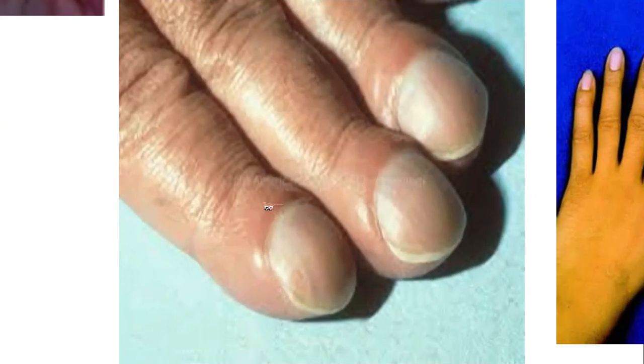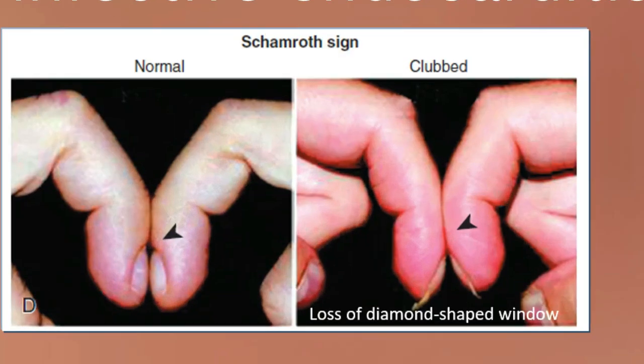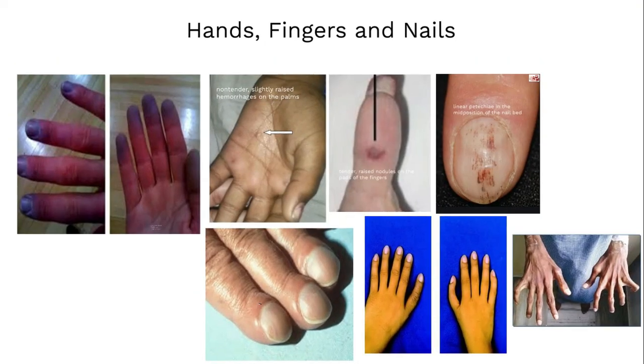Here is what you call digital clubbing. Clubbing is described as spoon-shaped nails and can be secondary to cyanotic heart disease and infective endocarditis. To check it, you have to do the Shamroth sign like this, and if there is a loss of the diamond-shaped window, that is diagnostic of the presence of clubbing in the patient.